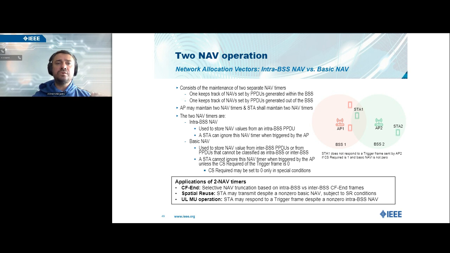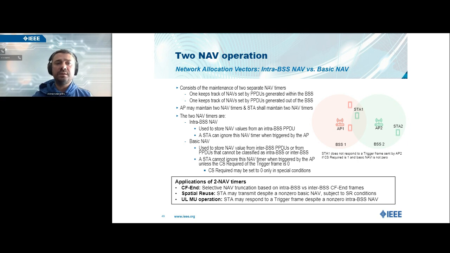For 11ax, we introduced the concept of 2 separate NAV timers. One keeps track of the NAV set by the PPDUs generated within the BSS, so from the access point and the stations associated with that access point. The other keeps track of the PPDUs generated by the other BSSs, so everybody else but your access point and your BSS. Stations are required to keep 2 NAV timers. The access point is free to maintain 1 or 2 NAV timers. The stations are required to keep 2 NAV timers because they benefit from them when generating trigger-based PPDUs in response to trigger frames.